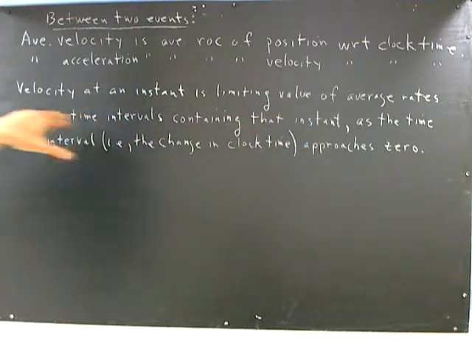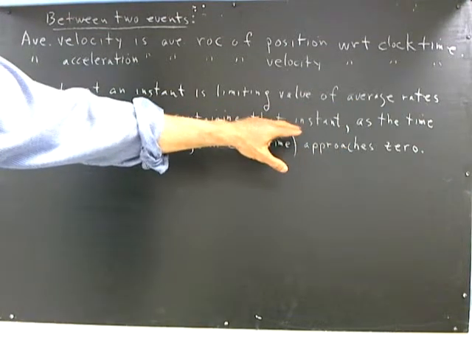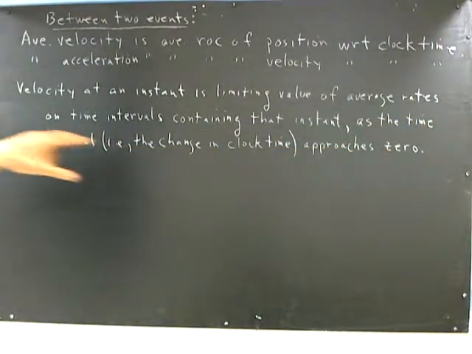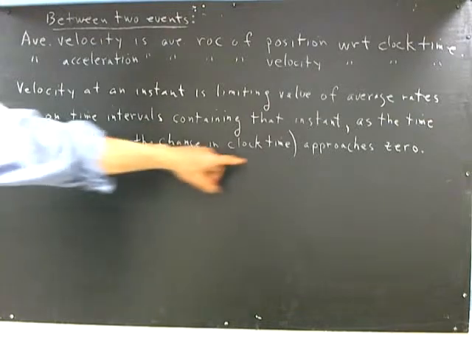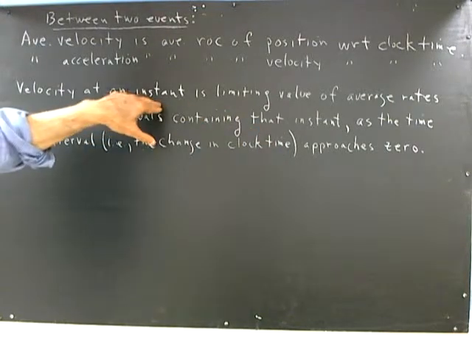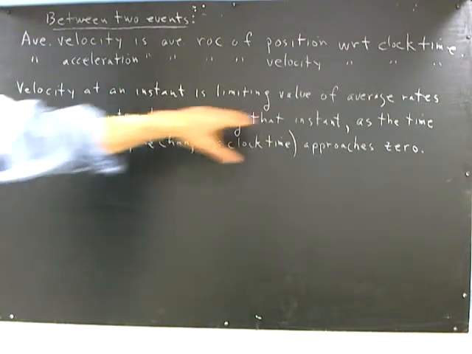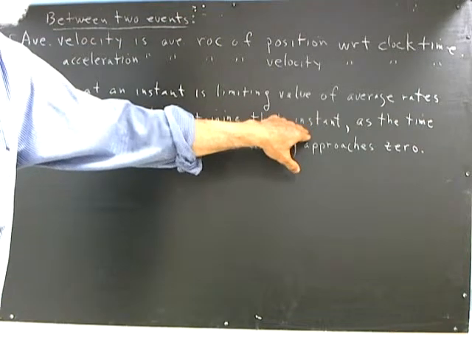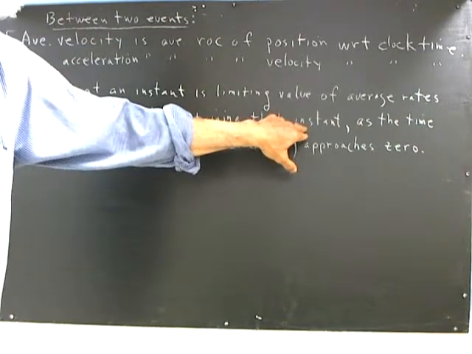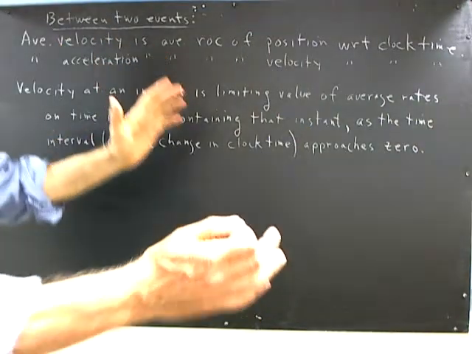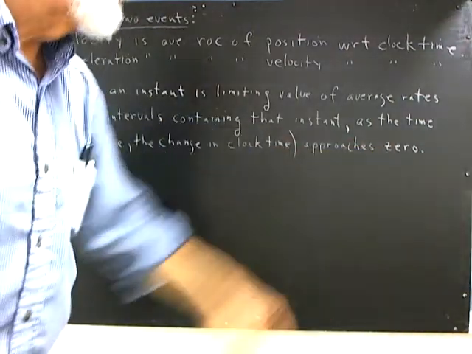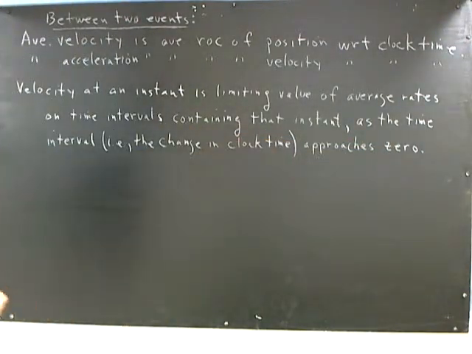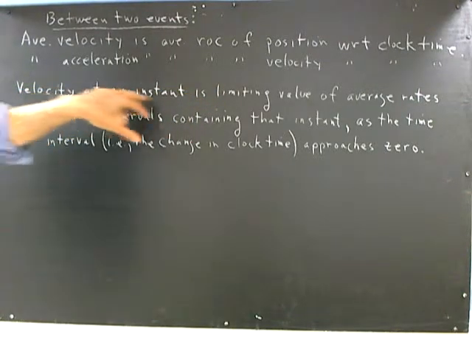We use time intervals containing that instant as the time intervals approach zero. The time interval being the change in clock time. So whatever our instant is, our time interval always has to contain the instant. Every time interval has to contain the instant. And we shrink the time intervals down around that instant. And the limiting value of that as the time interval approaches zero is going to be what we call our instantaneous velocity, our velocity at an instant.